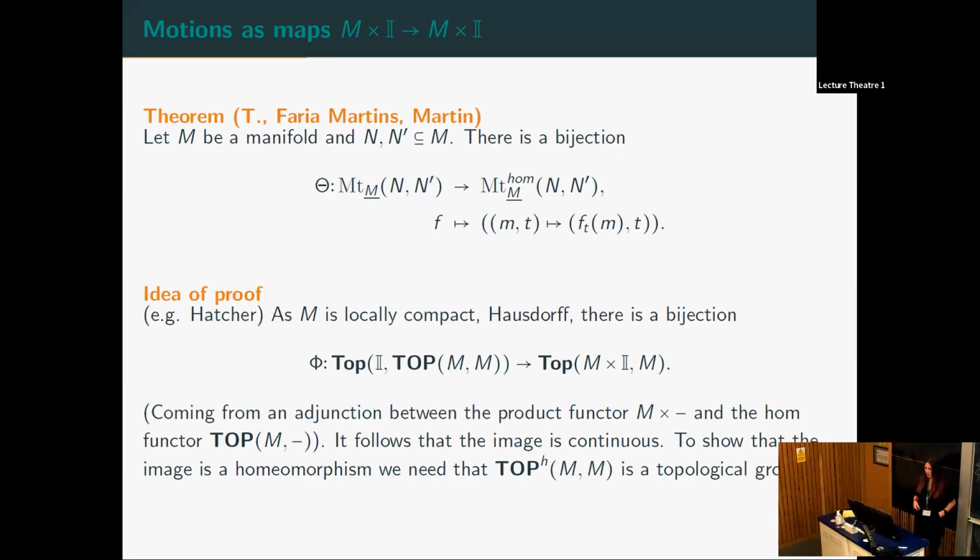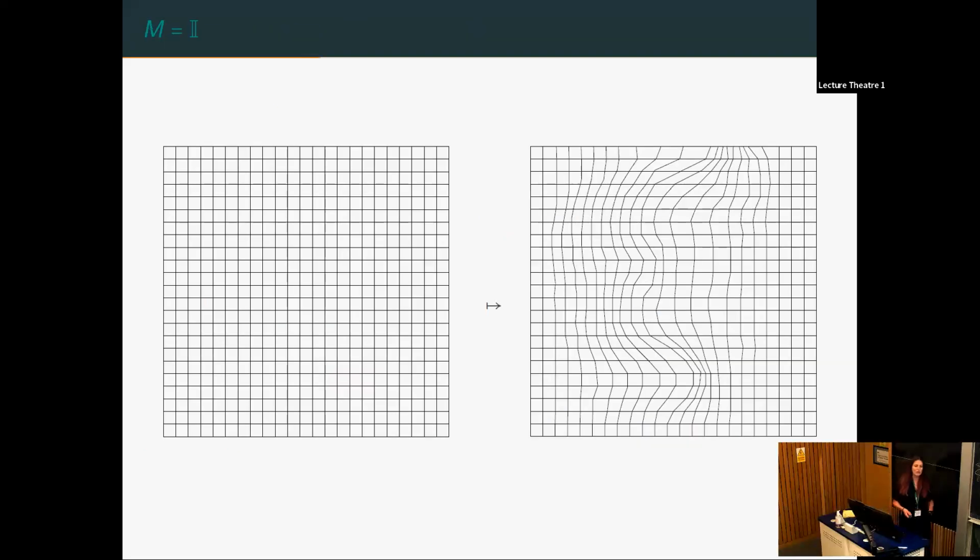And so what does it look like to prove that? The key theorem you need is that there is a product-hom adjunction for these things we're looking at, precisely because M is a manifold. And so this gives that the image is continuous, and then you also need to use that it's a topological group, to get that this really gives a homeomorphism M cross I to M cross I. And so what that tells us is that we really can think of motions as these pictures that we're used to, where we consider our ambient space cross I.